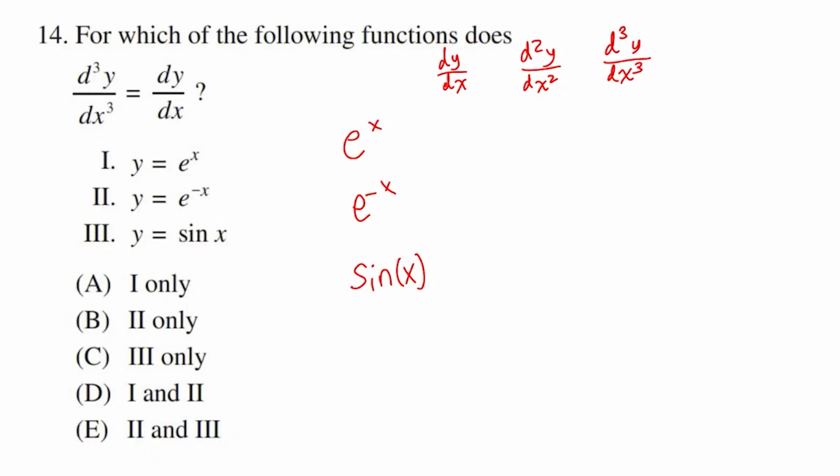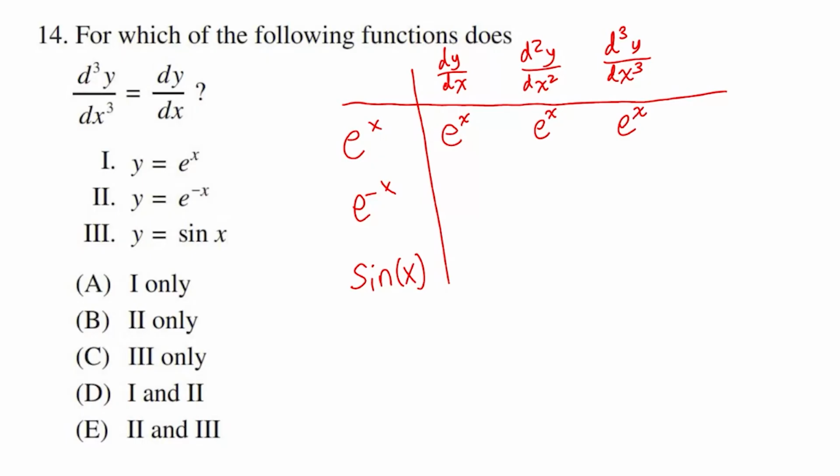So let's start with e to the x. Now e to the x is kind of a nice function because it is its own derivative. So the first derivative of e to the x is e to the x. The second derivative of e to the x is e to the x. And then the third derivative is also e to the x. You could take as many derivatives as you want. It's still going to be e to the x.